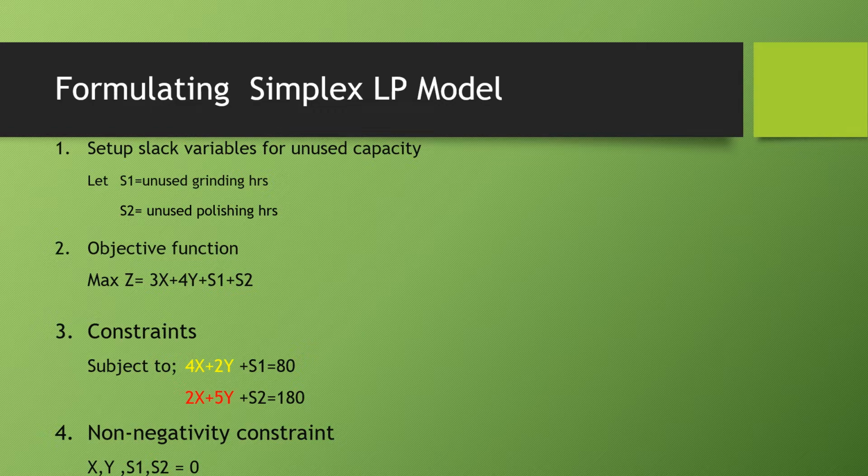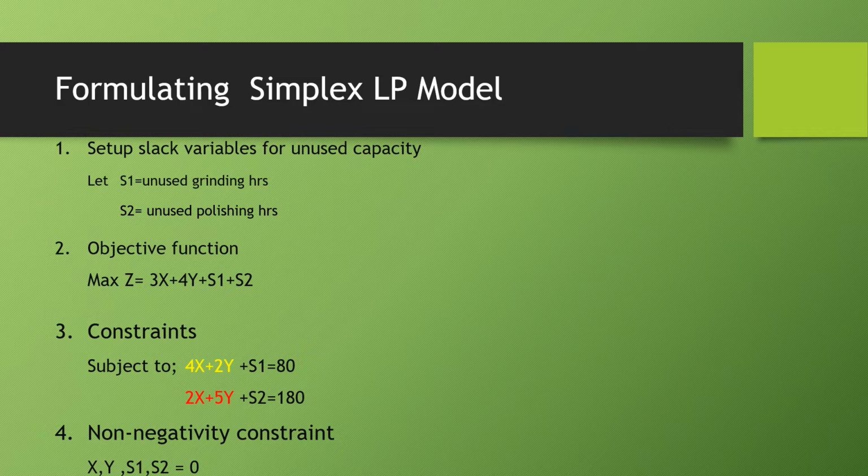In the next one, in the polishing section, what you can note is the full utilization of the polishing section for products is represented in red color, 2x plus 5y, whereas the unused capacity is represented with S2. So both the used and unused capacity add up to 180 hours. Therefore, here also we are going to use an equal sign.